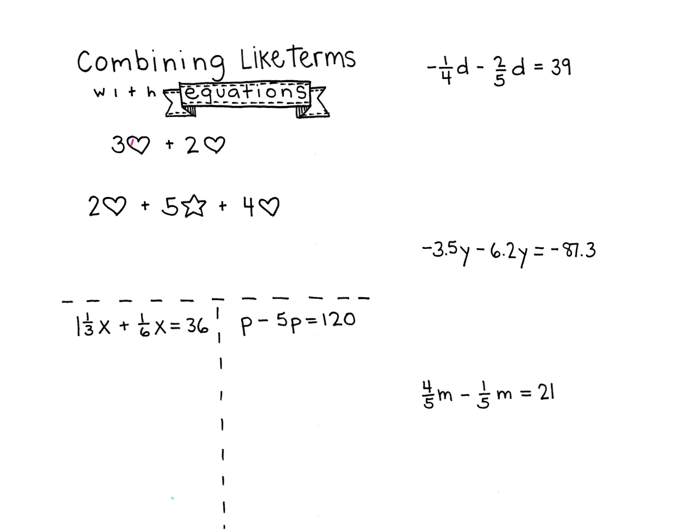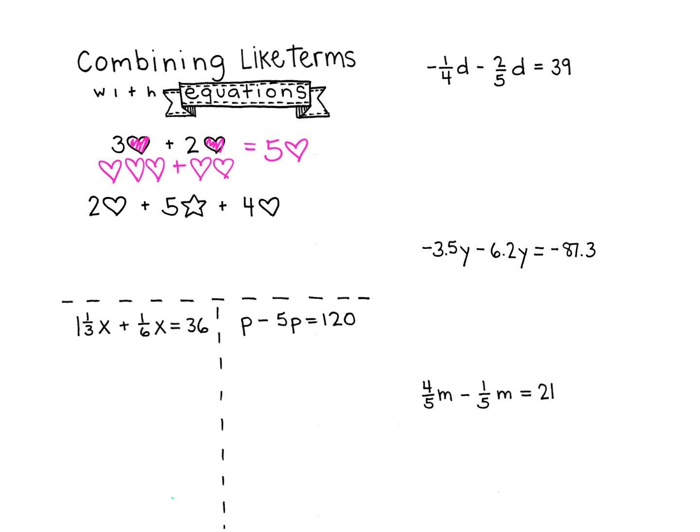So if you were to have 3 hearts and you wanted to add 2 hearts to that, what would you end up with? 5 hearts. And the reason why you can combine them together is because they're both hearts. They have the same variable, let's call it, because we're going to jump into variables in a second. So let's look at the second example.